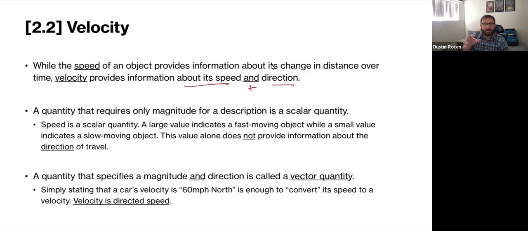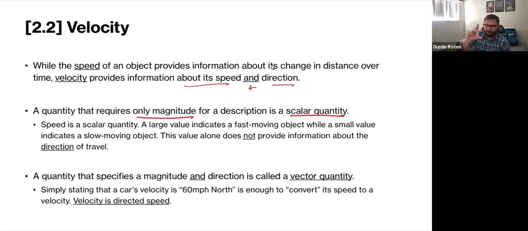So a quantity that requires only magnitude for a description, so basically how much. So speed, 12 miles per hour or something like that. Another example of a scalar quantity would be temperature. Temperature doesn't have a direction. You don't say it's 60 degrees Fahrenheit to the left. That doesn't make sense. So speed, which just has a number, and temperature, which just has a number, these are scalar quantities.